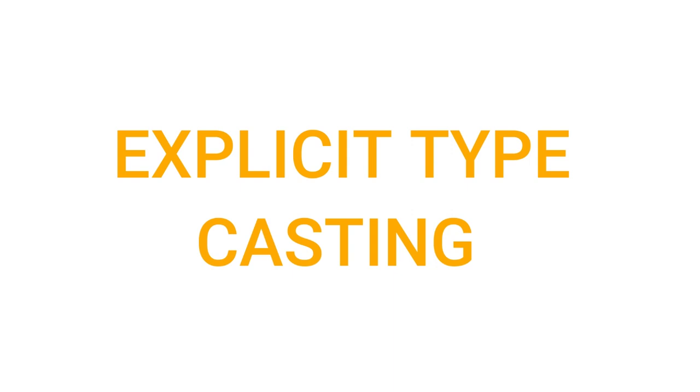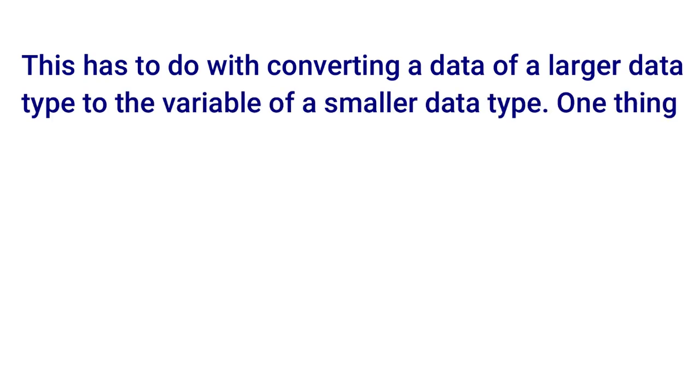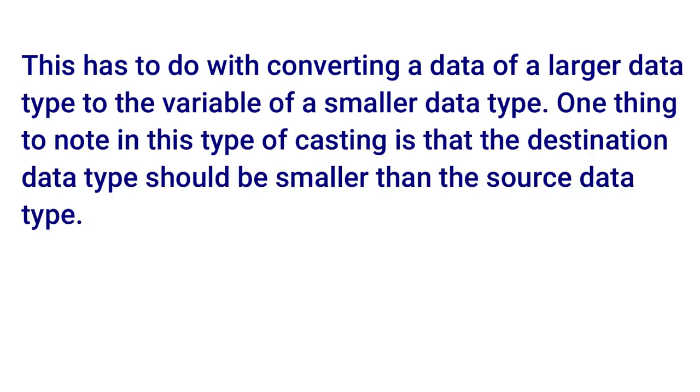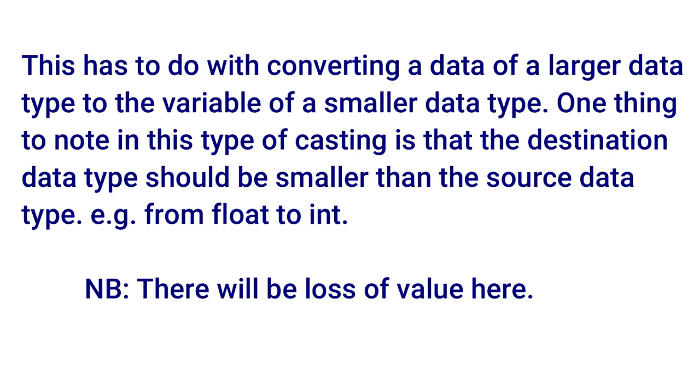So guys, what is explicit typecasting? This has to do with converting a variable of a larger data type to the variable of a smaller data type. One thing to note in this type of casting is that the destination data type should be smaller than the source data type. For example, when you are moving the contents of what is in float down to int, you should always know that there might be a loss of value. So in this place, there will always be a loss of value because float is higher than what? Integer, and integer holds a whole number.